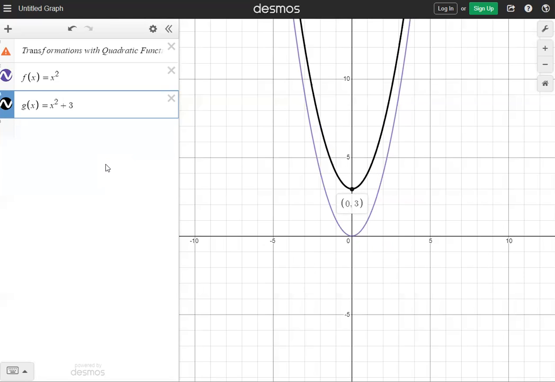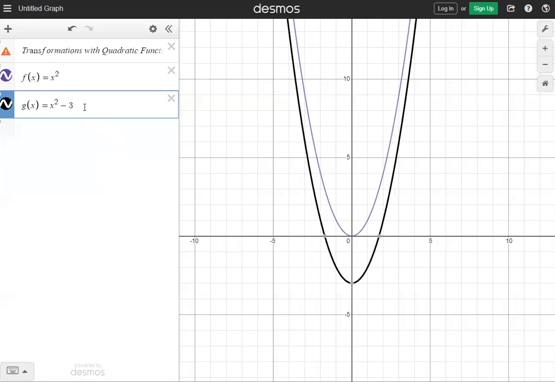And same way if you want to move it down. Let's say I wanted to move it down 3. Then what I would do is instead of adding 3, I would subtract 3. So that way the function moves down by 3. So that's how you move a function up: you add a number to it. And if you want to move a function down, you subtract a number from it. So that's moving up and down.